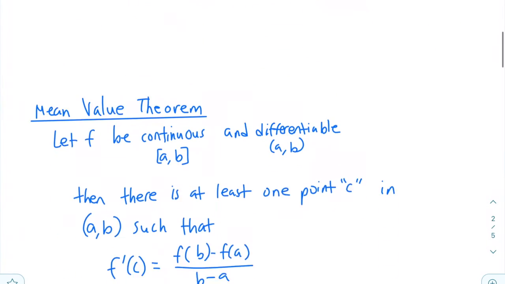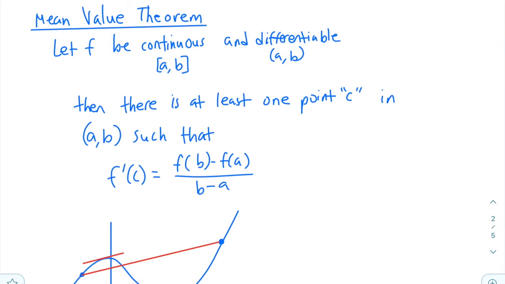Okay, so let's continue and move on to the mean value theorem. Like Rolle's theorem, the mean value theorem also has conditions that you have to meet before you actually solve for that c value. In this case, the conditions are still the same. We're letting the function be continuous and differentiable over some interval of a to b. Except this time, a and b do not have to be x-intercepts. F of a and f of b do not have to equal 0.